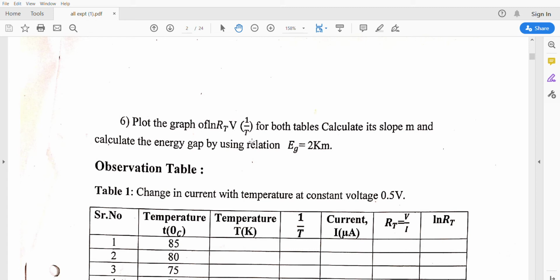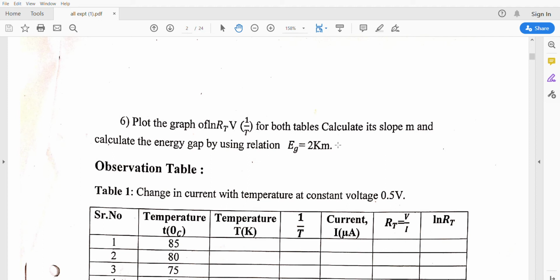Then we can calculate the slope of these two. So this is the final formula we are going to use, which is derived from the previous fundamental formulas, that is, energy band gap is equal to 2 into Boltzmann constant into slope. M is nothing but the slope of the graph.